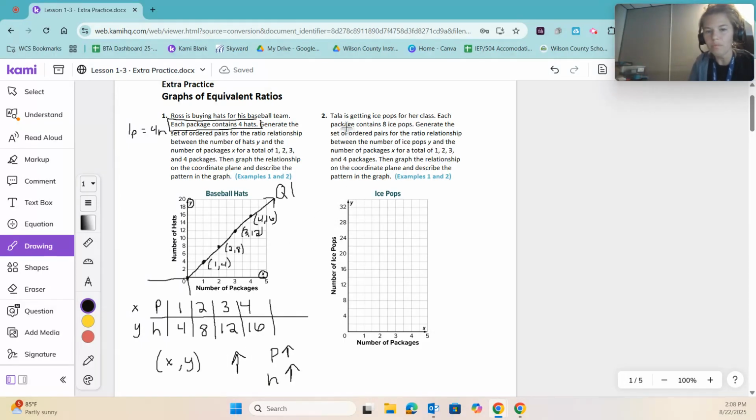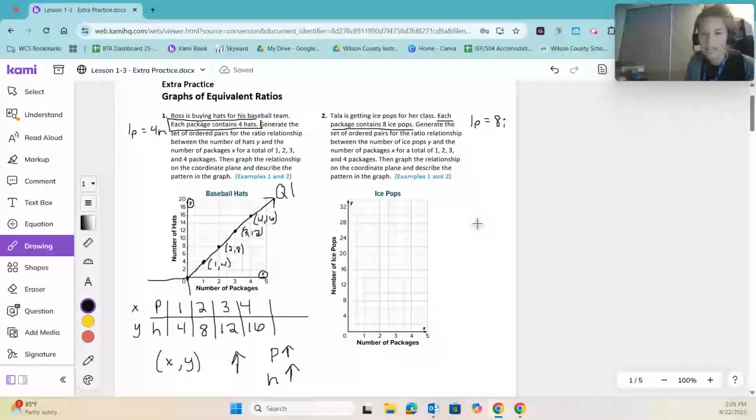Tala is getting ice pops for her class. Each package contains 8 ice pops. So one package is 8 ice pops. Generate the set of ordered pairs. So that's our table. We'll create another table here, and I'm going to create a vertical table this time with my x and my y values, just so you can see a vertical table as well.